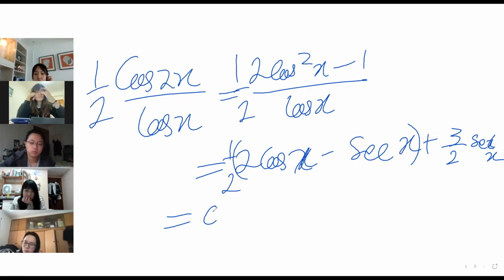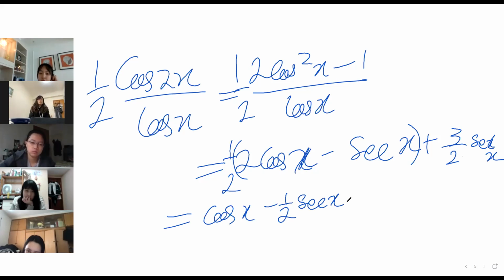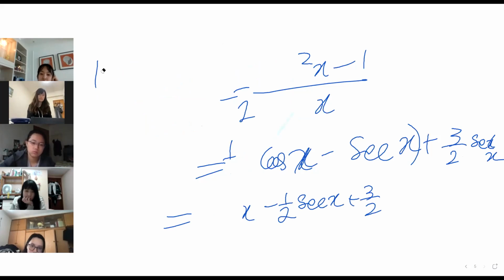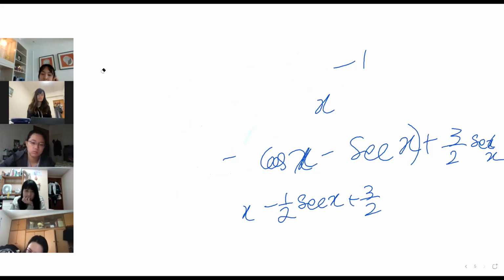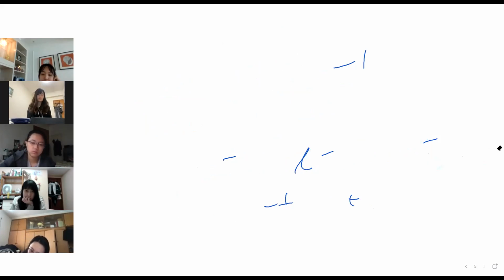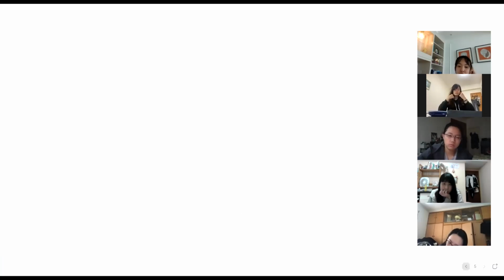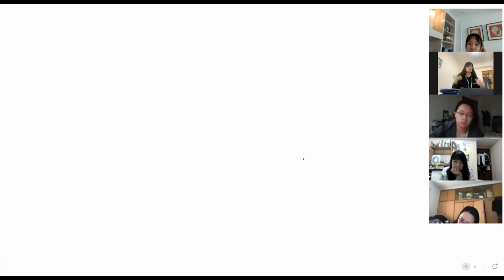So half times that would be cos x. Then this would be minus half sec x. Oh, I think that's quite more reasonable. Let's simplify it like that. I think that's a more reasonable solution. Let's write that as the final answer because it doesn't involve too many complicated trig identities.